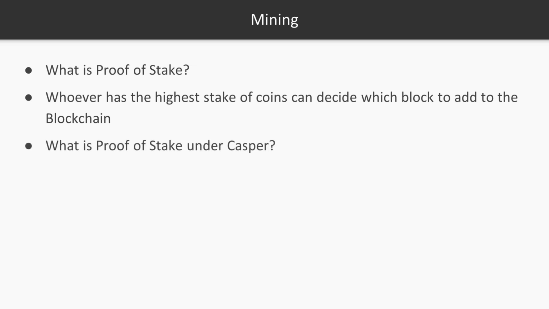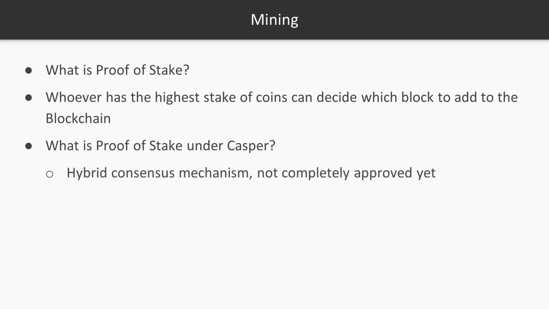Wait a minute, now what is proof of stake under Casper? Like I said before, Ethereum is planning to change its consensus mechanism. It is proposing proof of stake under Casper. It is kind of a hybrid, which is a mixed consensus mechanism. It hasn't been completely approved yet, but Ethereum is planning to change its consensus mechanism soon in the future. Casper depends on votes. The block which gets the highest number of votes will be added to the blockchain. It is the same as proof of stake with voting.